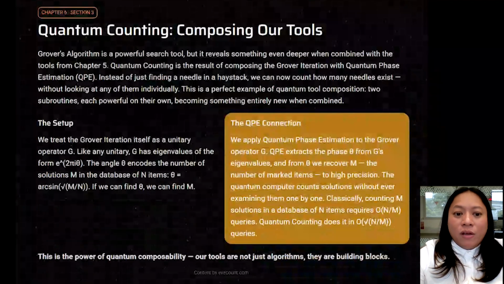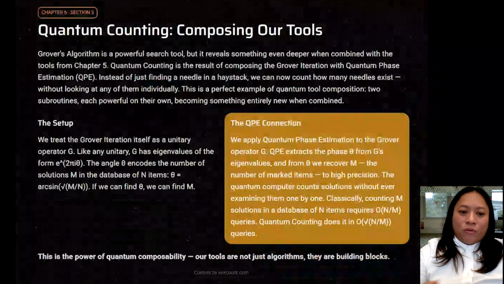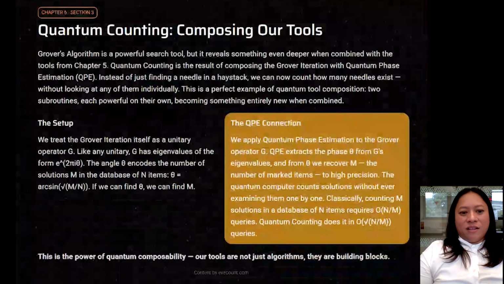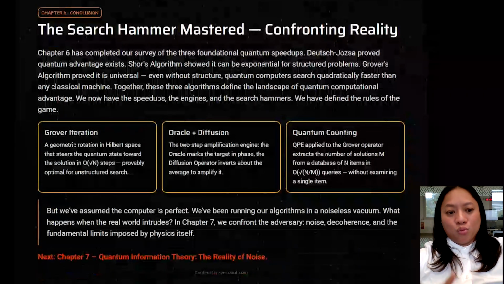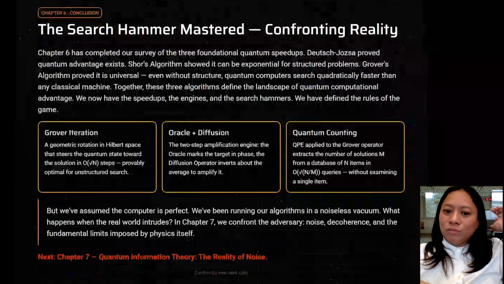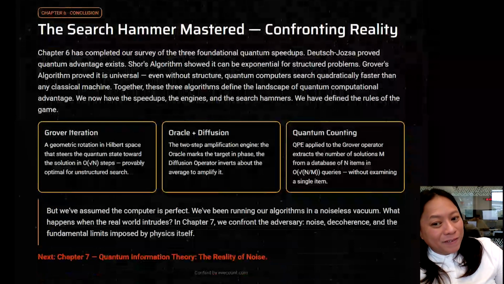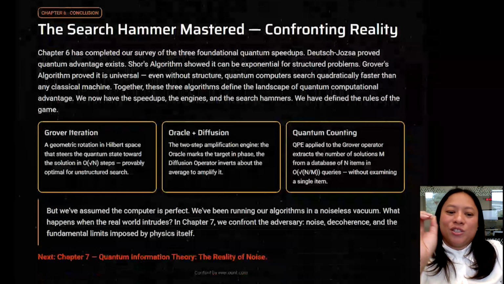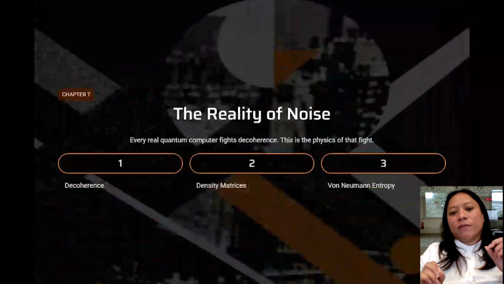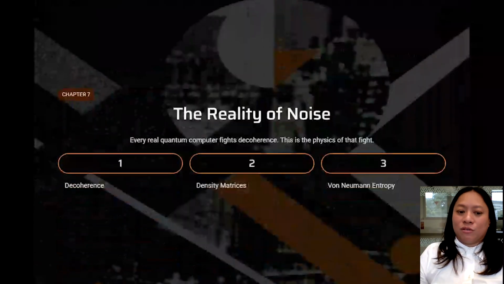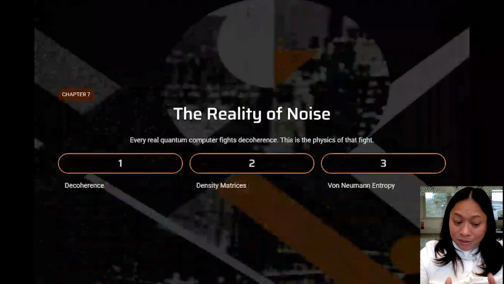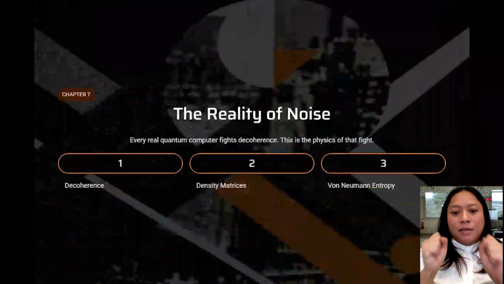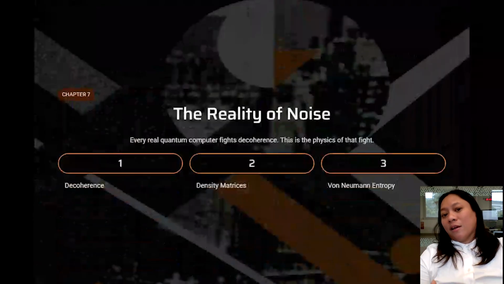So we've covered the speedups now. We've covered the engines and the search hammers. We kind of have most of the elements in place. We've defined the rules of the game, but we've assumed the computer is now perfect. So what happens when the world gets noisy? In chapter 7, we'll move from perfect computation to quantum information theory, the study of limits from start to end, and the beginning of our quest to protect our information.